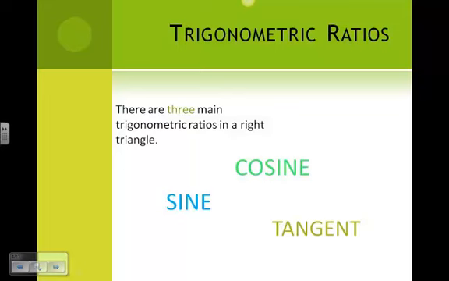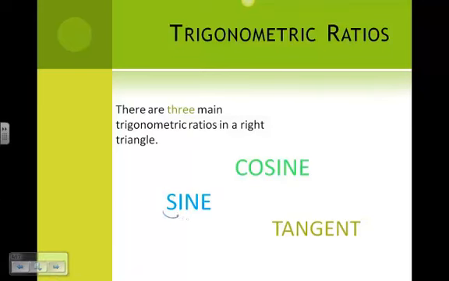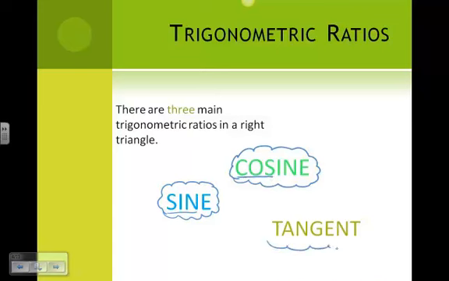Now there are three main trigonometric ratios in a right triangle. Sine, that's how the first one is pronounced, usually abbreviated by the first three letters, S-I-N. Cosine is the second, abbreviated C-O-S, and tangent is the last, abbreviated by T-A-N. Now, what are these trigonometric ratios in a right triangle?